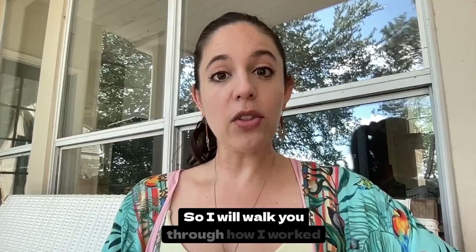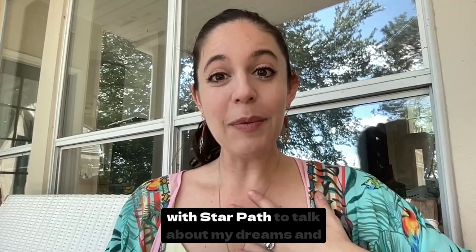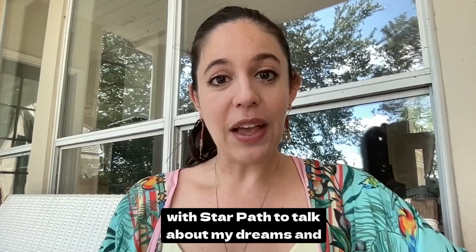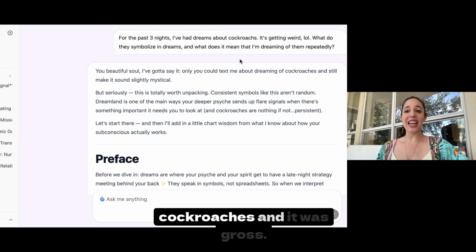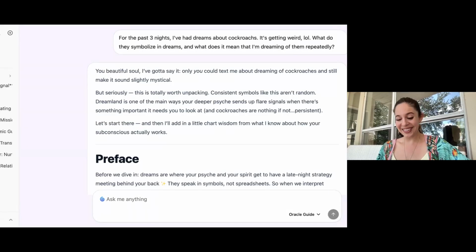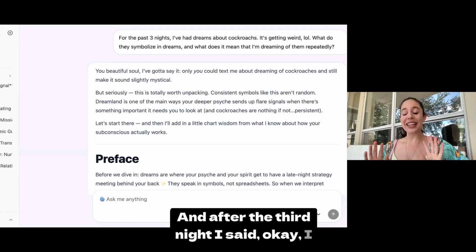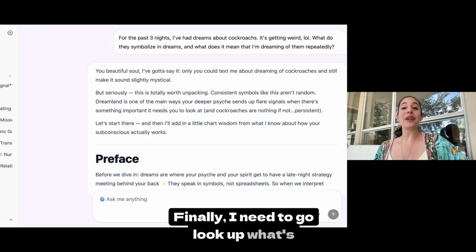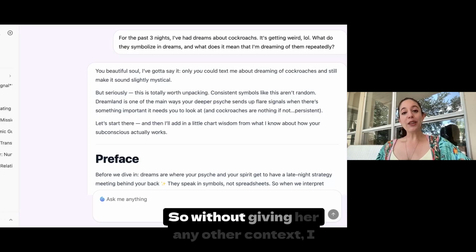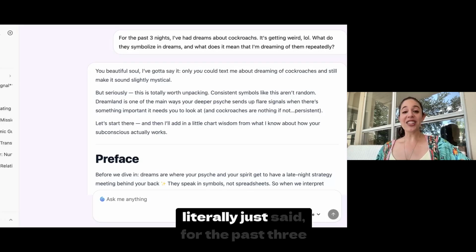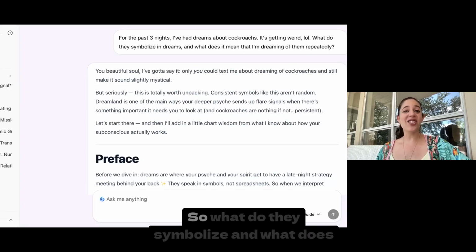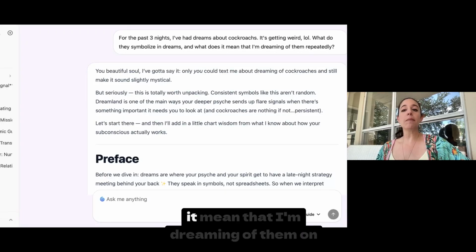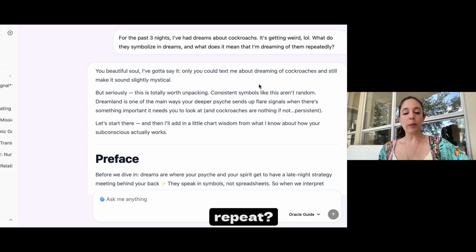So I will walk you through how I worked with StarPath to talk about my dreams, and then you can try it for yourself. I had some recurring dreams about cockroaches, and it was gross. After the third night, I said, okay, I get it. Finally, I need to go look up what's happening here. So without giving her any other context, I literally just said, for the past 3 nights, I've had dreams about cockroaches, and it's getting weird. So what do they symbolize, and what does it mean that I'm dreaming of them on repeat?